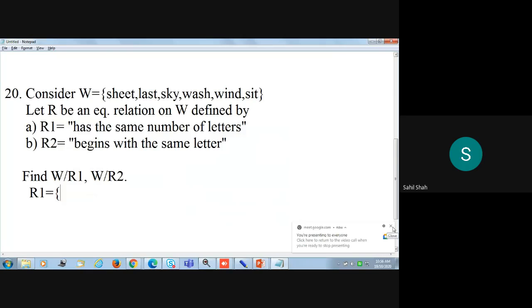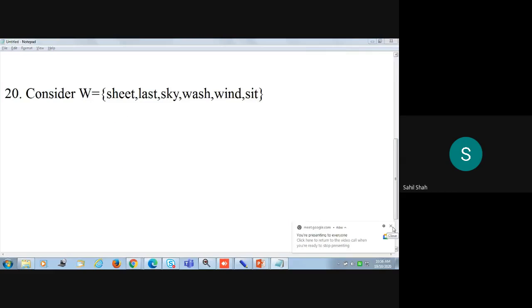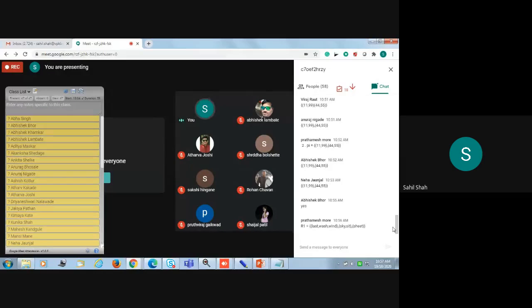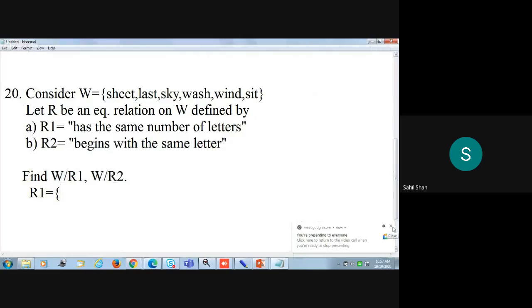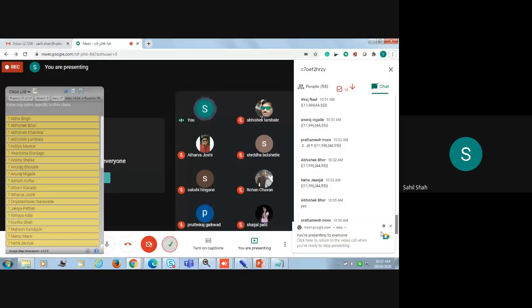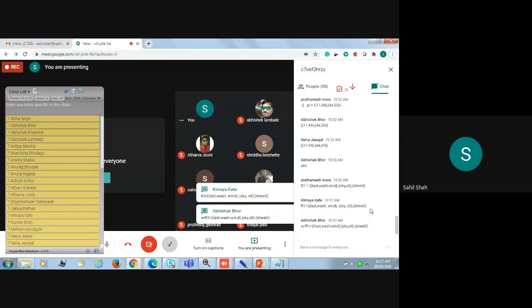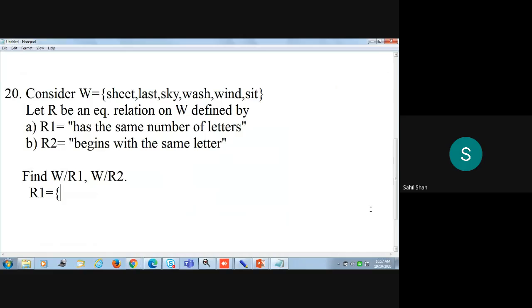The words which are being chosen in R1 must have the same number of letters. R1: last, wash, wind, sky, sit, shit. No, no, Prathamesh, you have given the answer for the partition. I am asking first for R1. You are telling me the answer of W/R1. So the partition might be correct, but first of all, let us try to write the relation for those who are not getting what we are doing exactly. So, has the same number of letters.